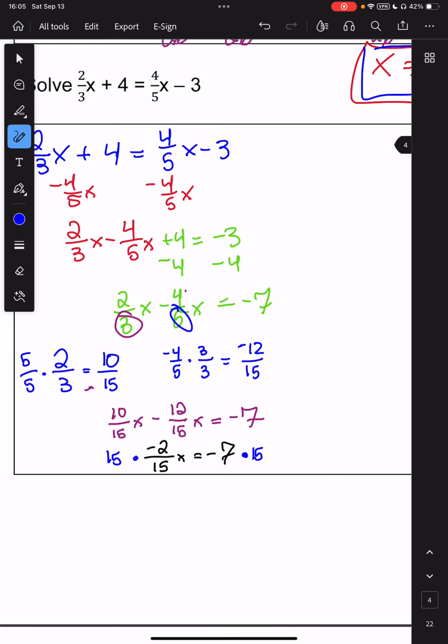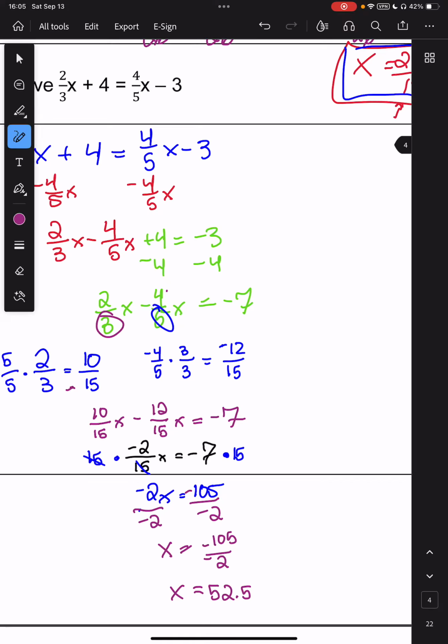And when we multiply both sides by 15, that cancels our denominator on the left side. So we're left with negative 2x. And then we have on the right side negative 7 times positive 15. Well, that's just 105. Now, what we have to do, to get x alone, is divide both sides by negative 2. And we're left with x is equal to negative 105 over negative 2. And that becomes x is just equal to 52.5.